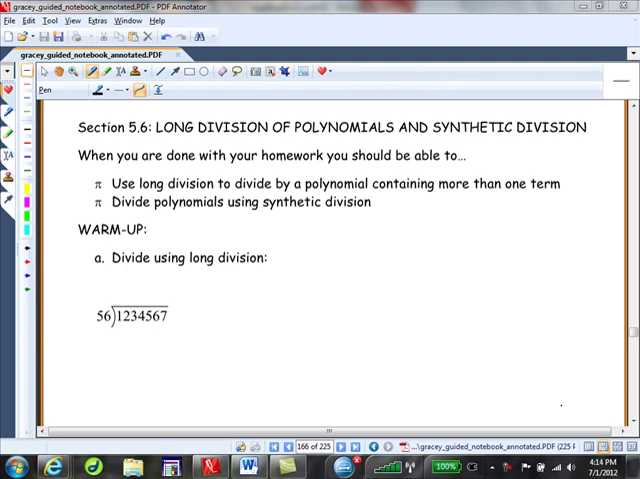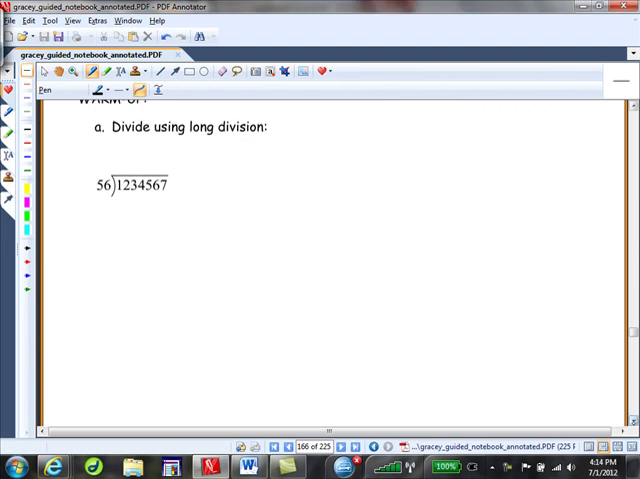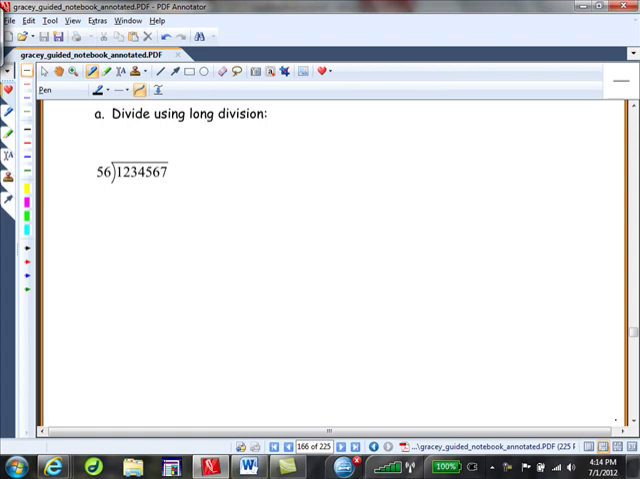So here we go. Let's go ahead and warm up, and I'll do this one with you because I think a lot of us, it's been a while since we've used long division, and in order to understand polynomial long division, one needs to understand long division using numbers that we know. So here we go. If you take a look, we kind of do partial quotients. So we're looking at how many 56s are in 123, because there's 0 56s in 1 and in 12.